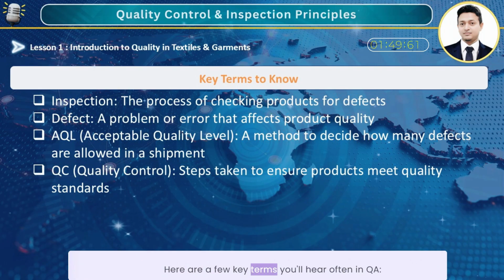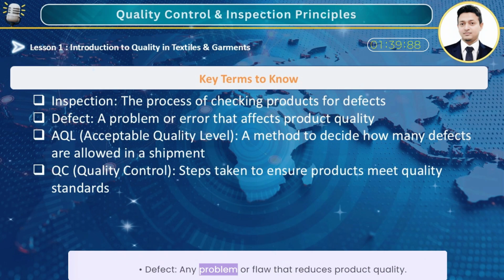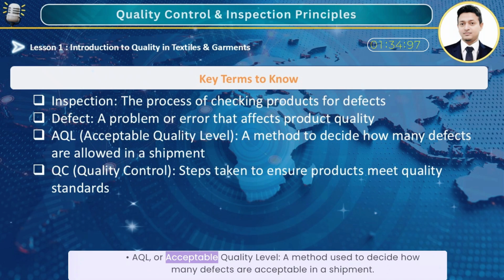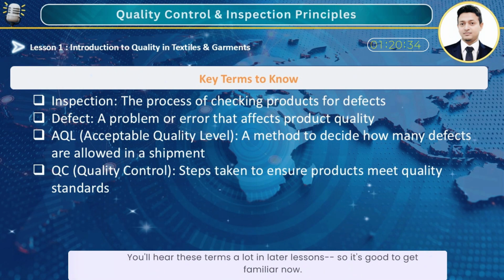Here are a few key terms you'll hear often in QA. Inspection. This means checking a product to make sure it meets quality standards. Defect. Any problem or flaw that reduces product quality. AQL, or acceptable quality level, a method used to decide how many defects are acceptable in a shipment. QC, or quality control, the steps a factory takes to ensure products are made correctly and consistently. You'll hear these terms a lot in later lessons, so it's good to get familiar now.